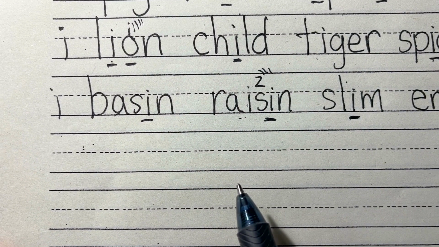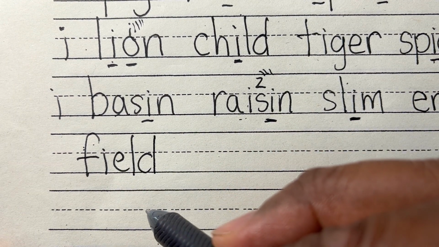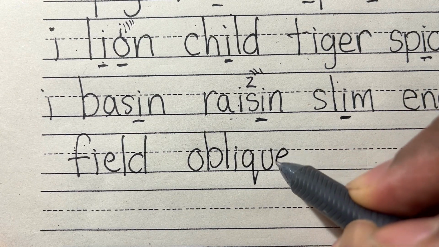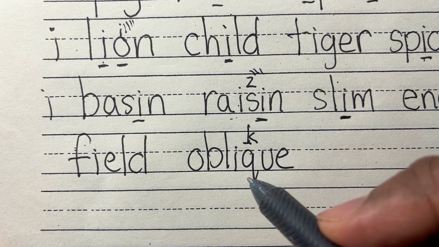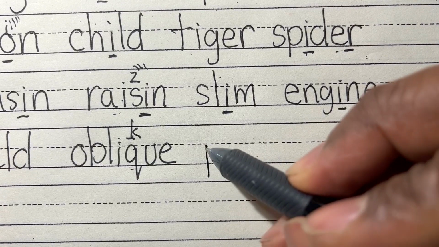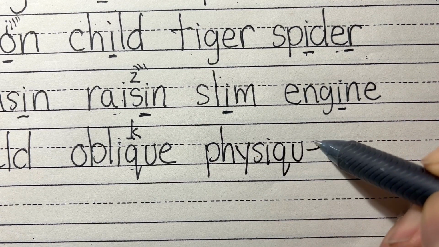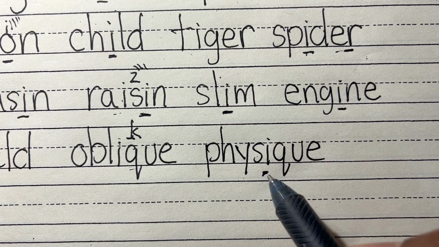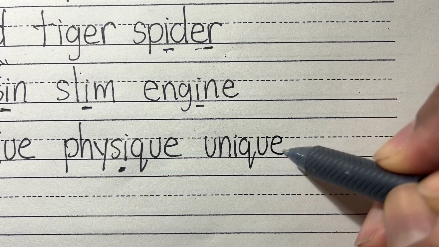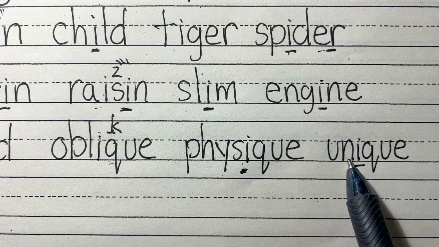So now we're going to go to ear, which is like, watch this. So first one, we have field, oblique, and the Q has a K sound, Q-U-E, oblique. And then we have another word, physique. Physique. And then last one, unique. Let's practice. Field. Oblique, physique, unique. Very good.